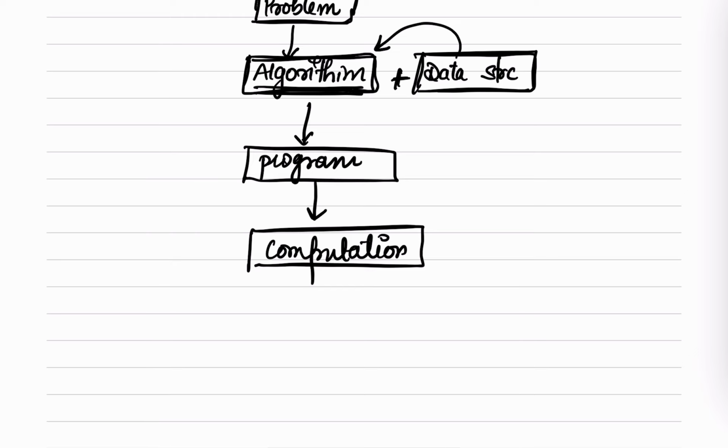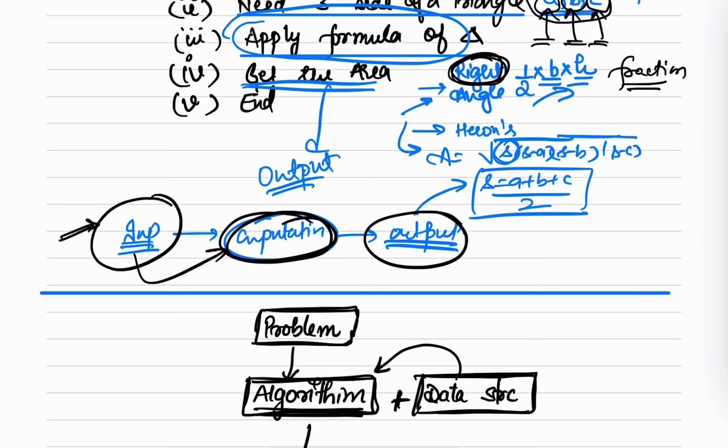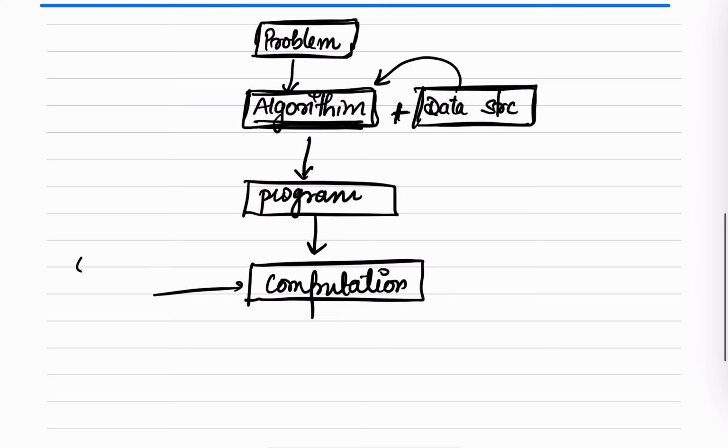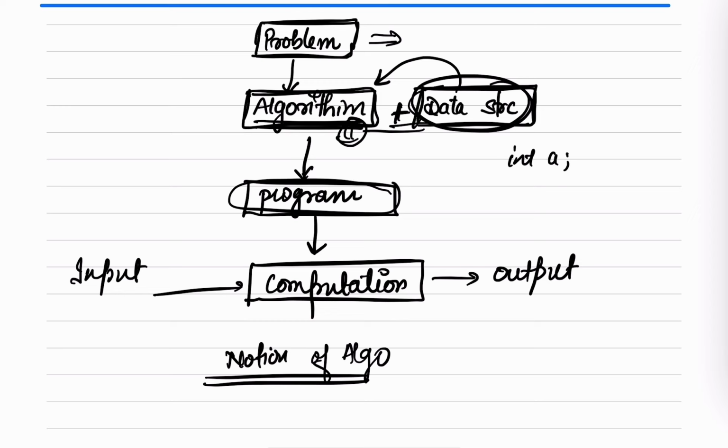So computation happens with two elements: you give some input and you get some output. This is what is called the notion of algorithm, and it's very easy to understand. Any problem can be divided into an algorithm, and to store values in it we need data structures, which becomes a program.